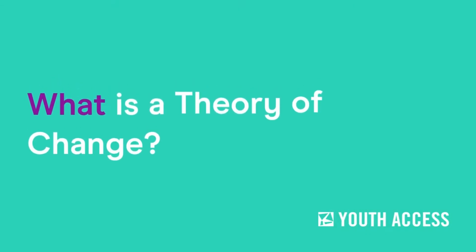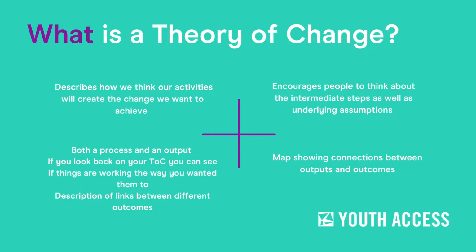So what is a theory of change? A theory of change helps you to bridge the gap between the activities that you may be doing and the impact that you're hoping to have. It's a map that shows the connections between what you hope to deliver, what you hope the impact to be, and how you're going to get there. It's not only a process of mapping this out within your team, it's also an output and visually represented within either a one or two pager, represented in multiple different ways.